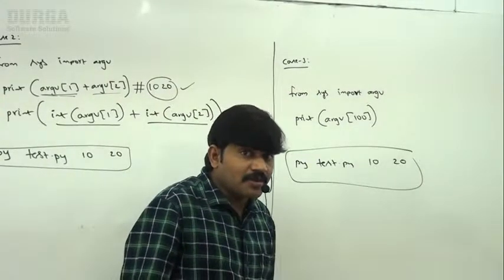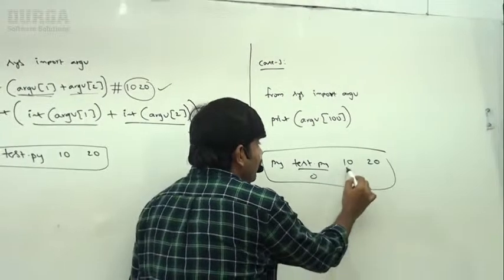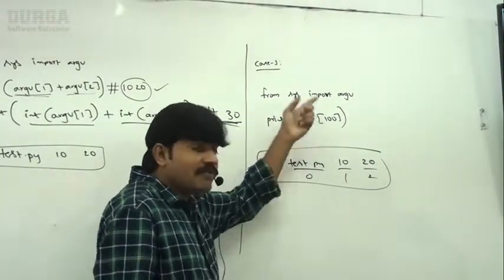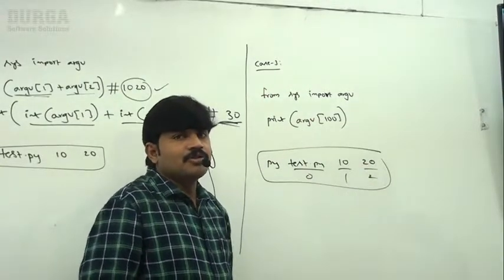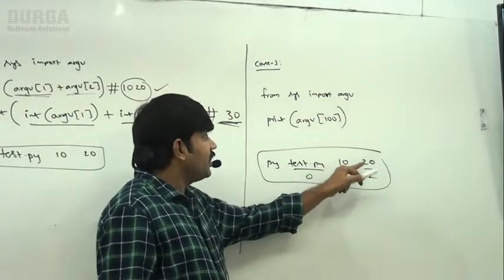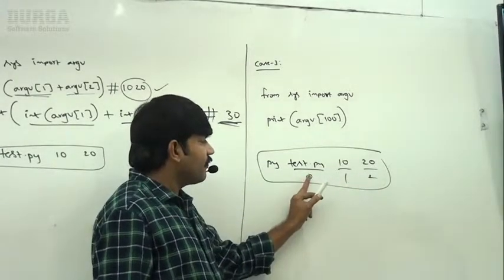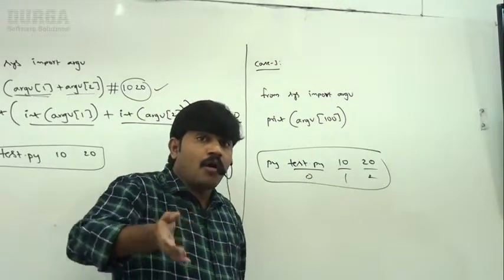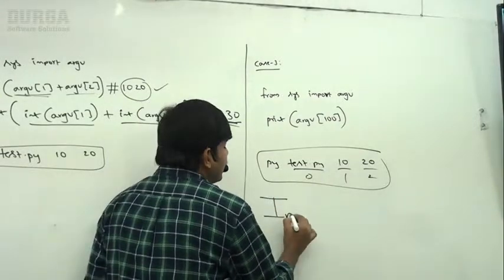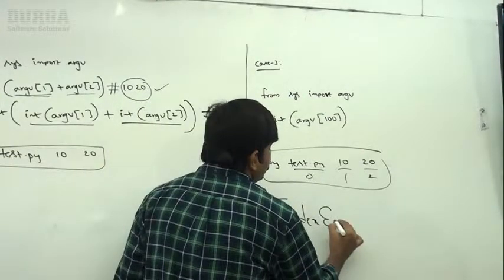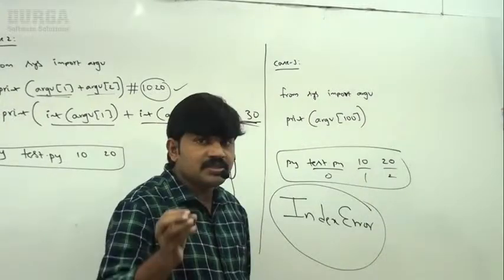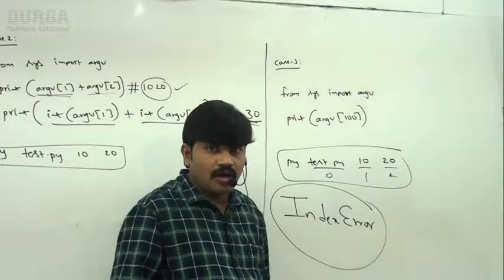Sir, how many command line arguments you are passing? Sir, 0 index, 1 index, 2 index, that's all. But you are asking about argv of 100 index command line argument. If you are trying to access a command line argument with an out of range index, the allowed range of index is 0, 1, 2 only. With an out of range index, immediately you are going to get an error. Immediately we are going to get IndexError: list index out of range.